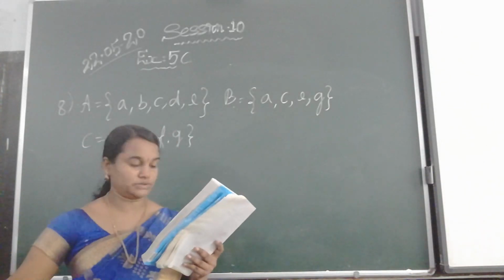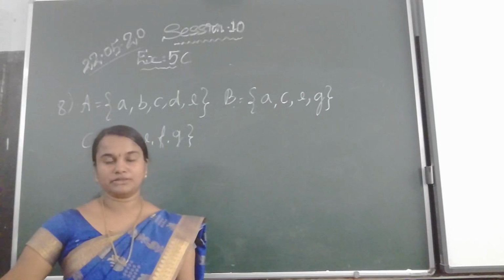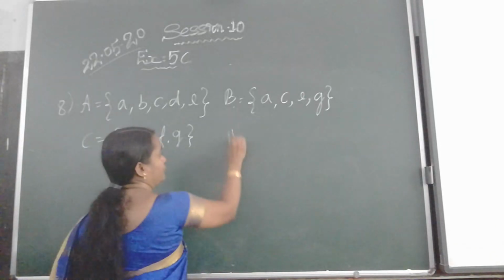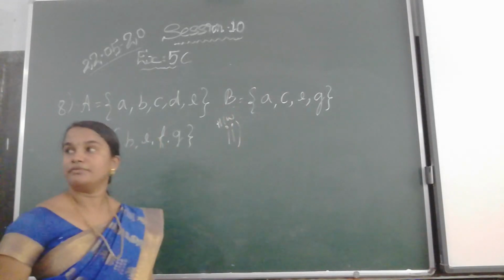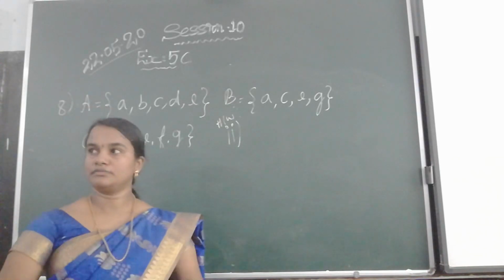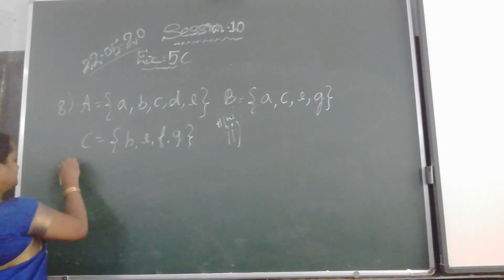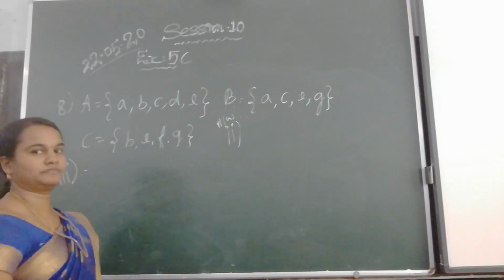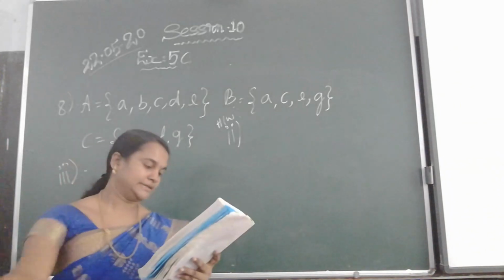Means the common one. Which elements are there in A should be in B. So the second question is the homework for you. Now we will move to question number 3.